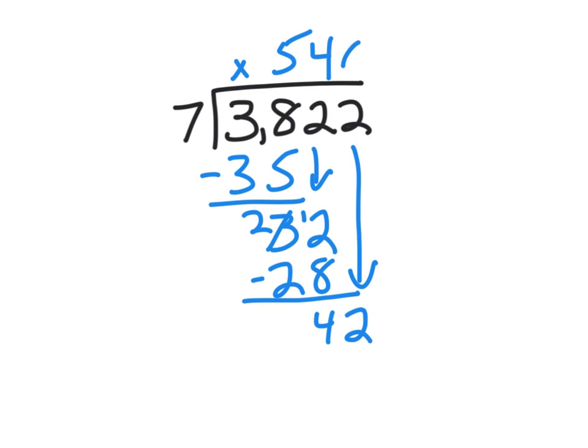7 goes into 42 6 times. 6 times 7 is 42. Subtract and get 0. All right. Simple division, long division. I get 0 at the end, which means I know I'm done and I have no remainder. Okay, we're also going to get into some remainders today.